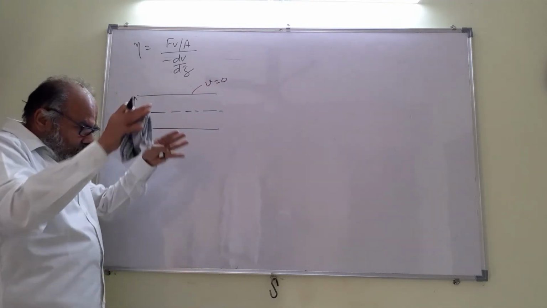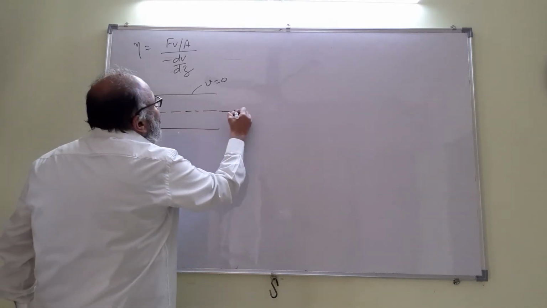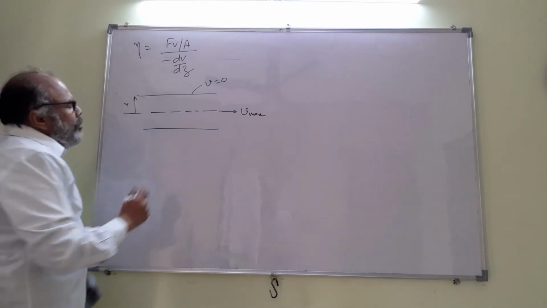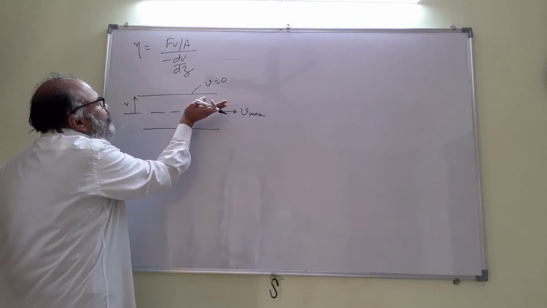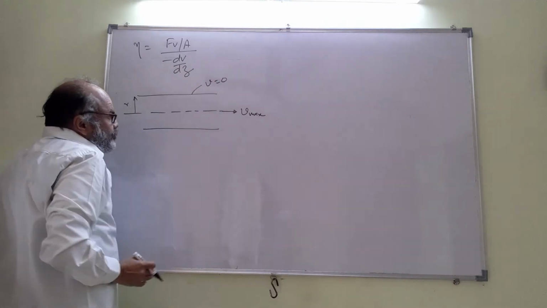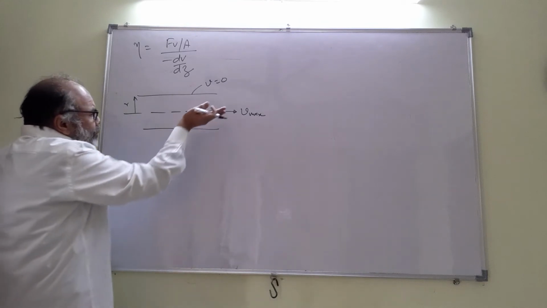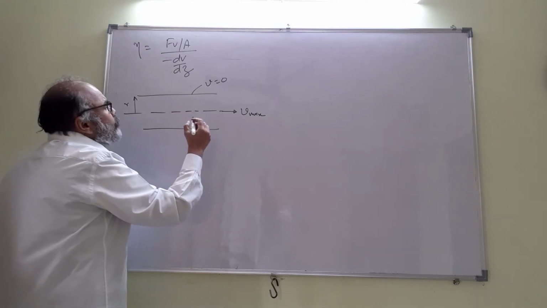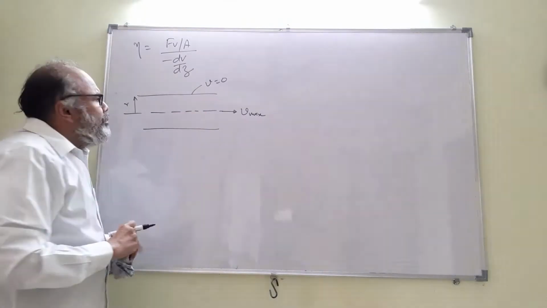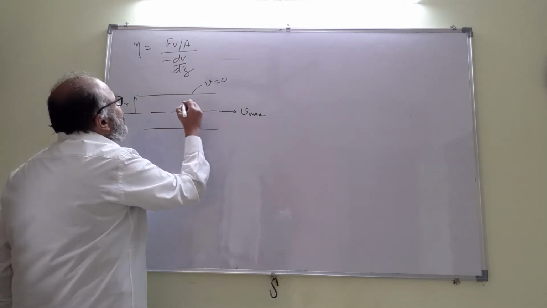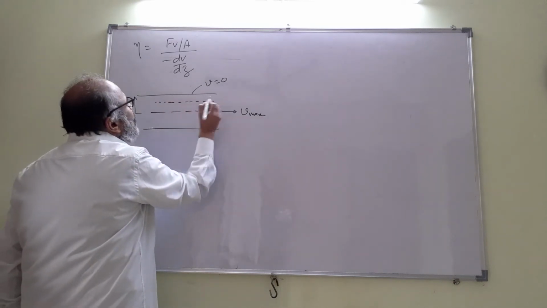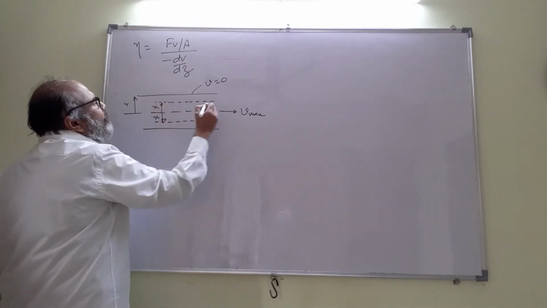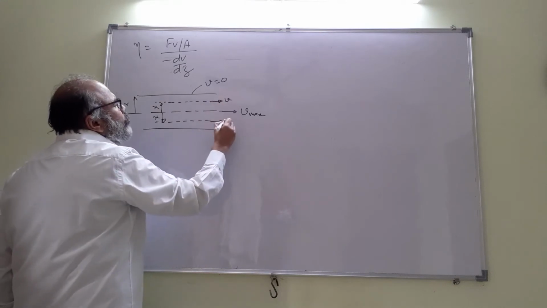The velocity is 0 at the wall, and the velocity is maximum at the center. So there is a velocity gradient from the center to the wall, and there is also what is known as circular symmetry or cylindrical symmetry. That is, if we choose a cylinder of radius x, the velocity here would be v throughout.